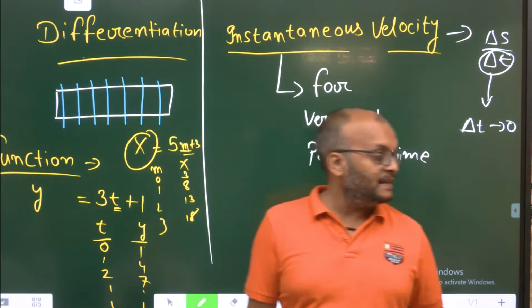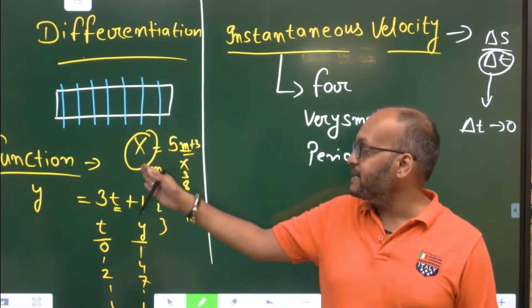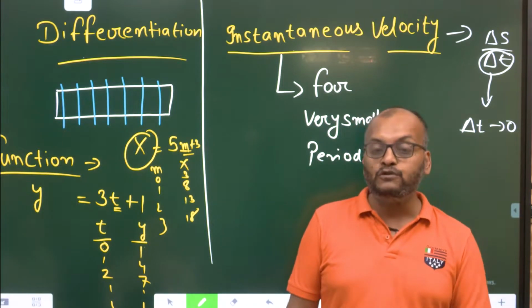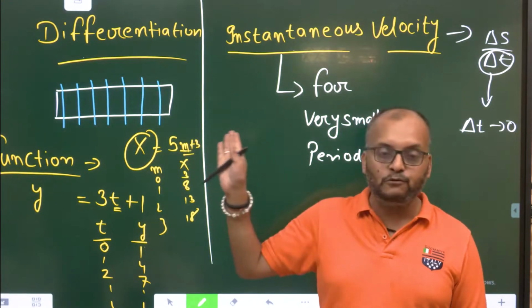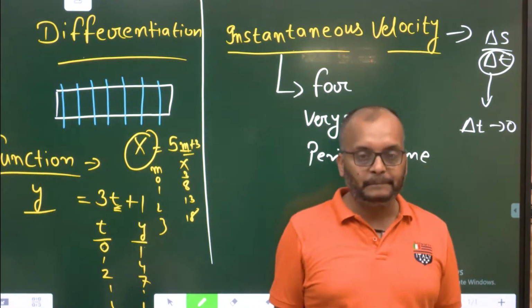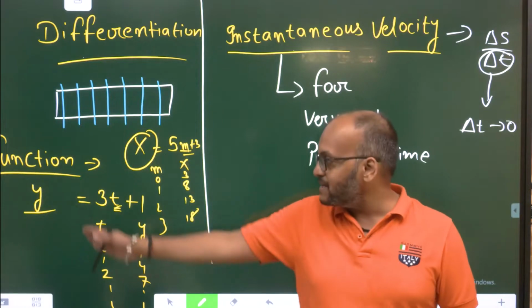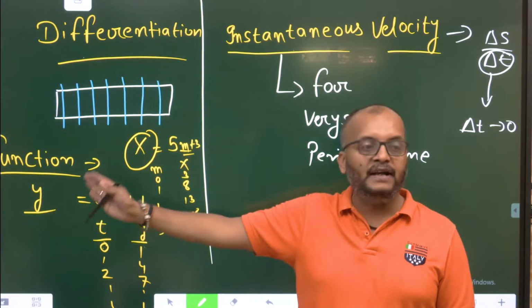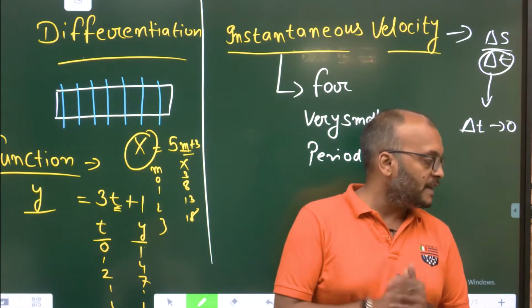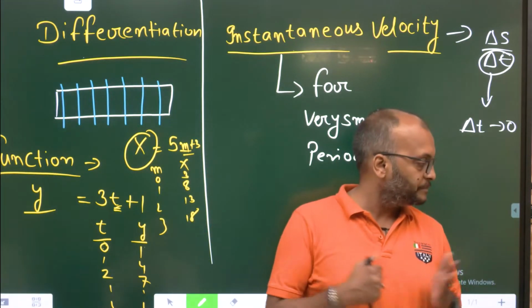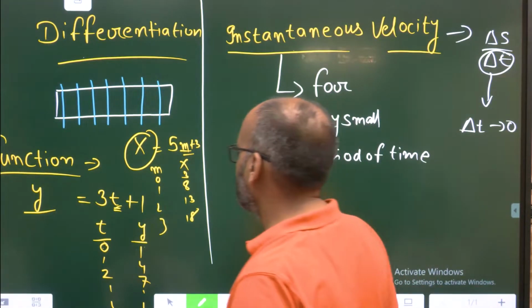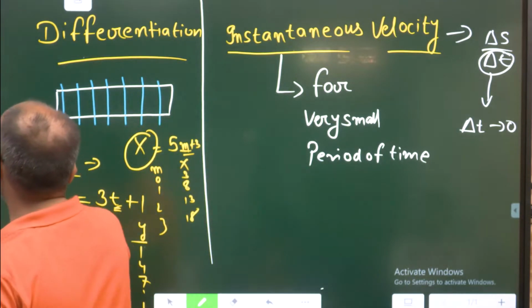What we say in the language of maths is that x is the function of m, because x is having different values for different values of m. Here we will say y is the function of t. Y is the subject of the formula, right? And y is having different values for different values of t. Understood or not? Everyone say yes or no. Yes, sir. So this is point number 1.